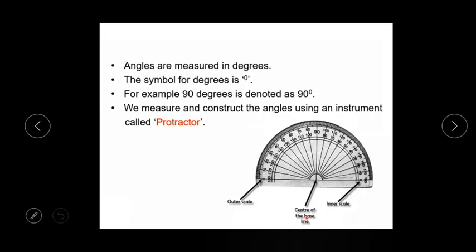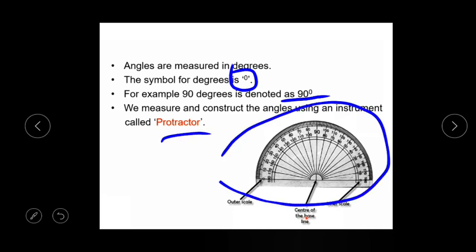Okay students, let's study the first instrument, that is the protractor, or we call it D. As we all know, angles are measured in degrees. We have studied in the previous lecture that degree is denoted by this particular symbol. For example, 90 degrees is denoted as 90°, and we use the instrument called protractor, which you can see here. Is it in the shape of D or not? Yes, it is in the shape of D. So it is also known as D or a protractor.